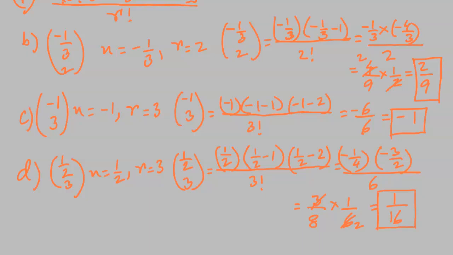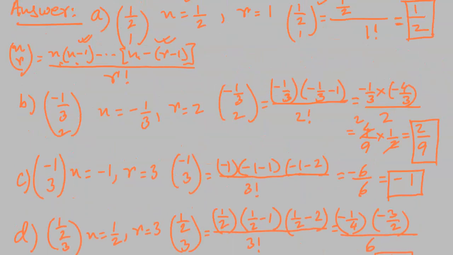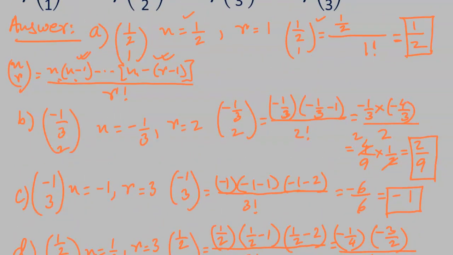Okay, so you see, when r was equal to 1, for subpart A, you had only one factor in the numerator. When r is equal to 2, you are having two factors in the numerator. When r is equal to 3, you are having three factors in the numerator. So whatever may be the value of r, you will be having that number of factors in the numerator. Clear?